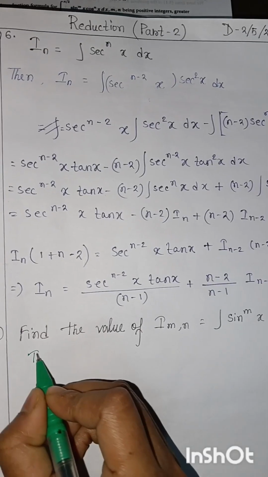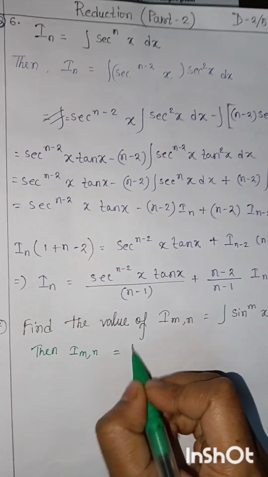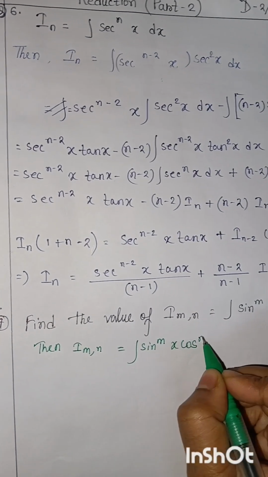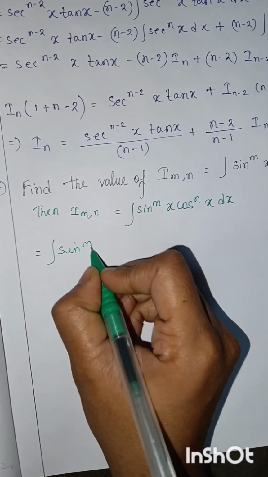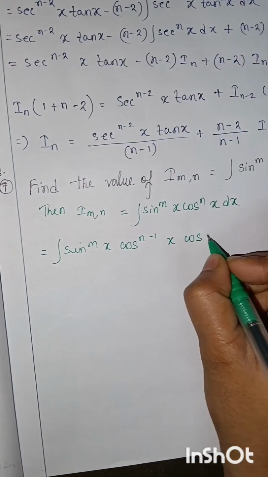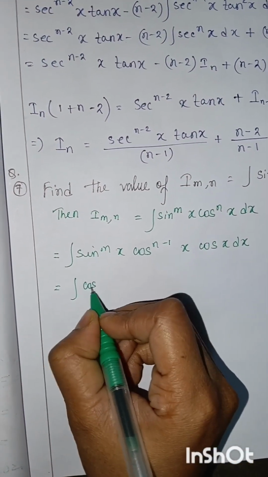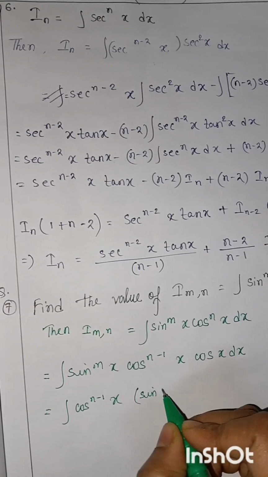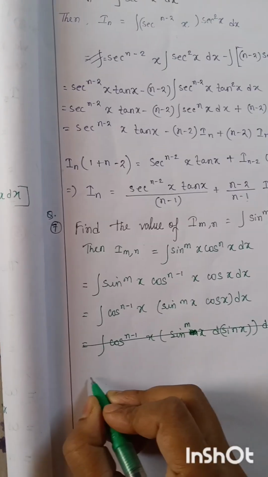Next, question number 7: find the value of I m n, which is equal to the integration of sin to the power m x cos to the power n x dx. We put sin x is equal to z, then calculate the value, and we break the function into cos to the power n minus 1 and cos x, plus and minus equal to 0, and cos to the power n x. In the next line, we just break the bracket.